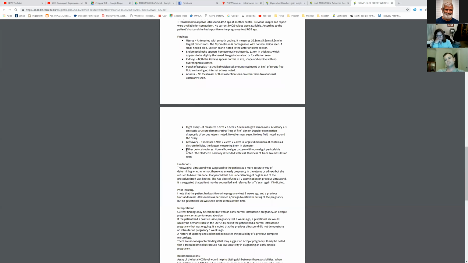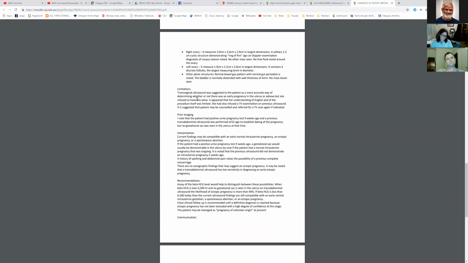And when it says discrete follicles, you mean that these cysts that you see are really follicles. Other pelvic structures: normal bowel gas pattern with normal gut peristalsis is noted. Always look at things which you see but which you don't really say. Bladder is normally distended with wall thickness of 4 millimeter. No mass lesion is seen in the bladder.